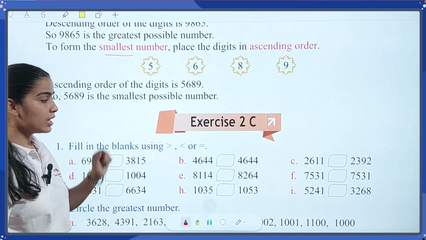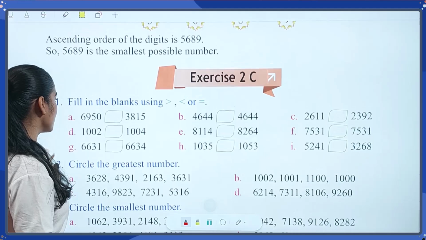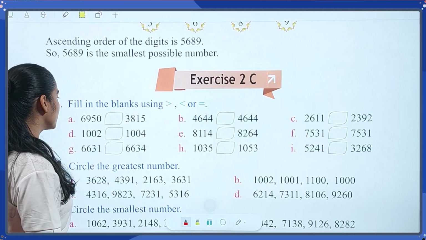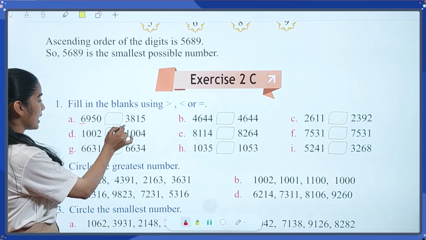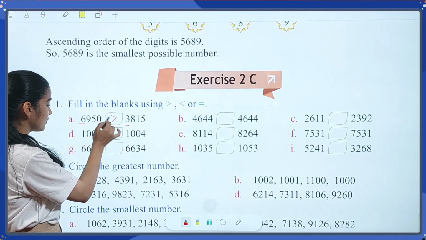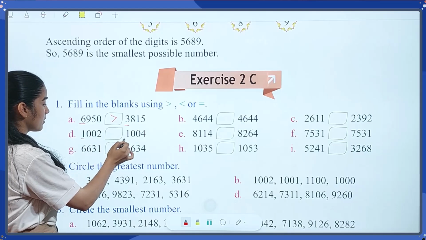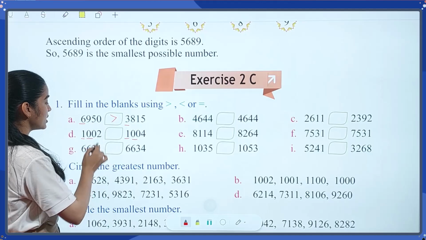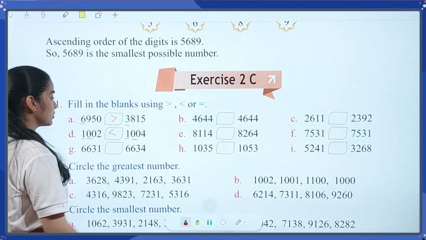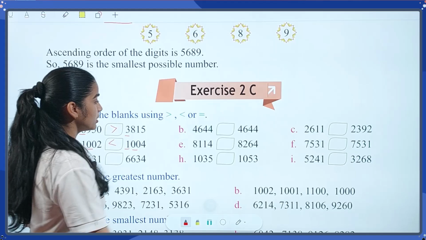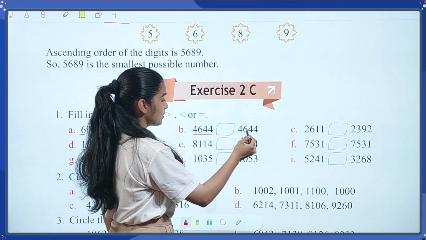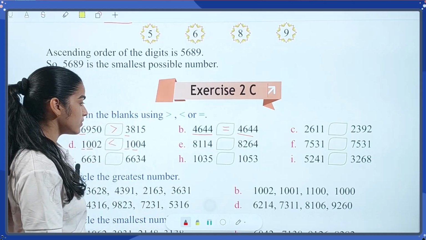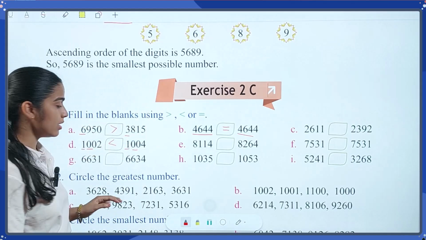Now we have our next exercise, exercise 2C, filling the blanks. So in this, what we have to do, we have to compare the numbers. So which one is greater? 6 and 9. Obviously 6,950 is greater. 1 is same, 100 is same. Then 2 and 4. So which one is smaller? Obviously 1002 is smaller as compared to 1004. Now in this we have same numbers, 4644, 4644. It means these are equal to each other. So in the same way you have to solve the rest of the parts.